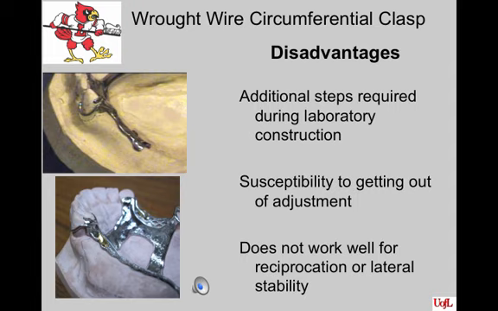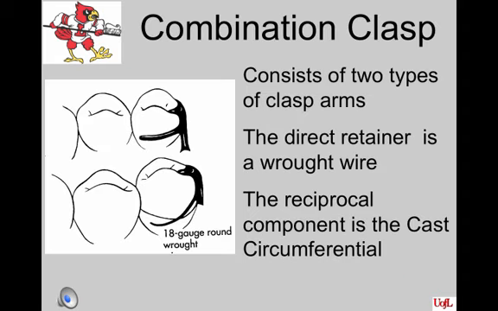It does not work well for reciprocation and does not afford good stability. That is why the cast clasp or plating is used for reciprocation in conjunction with it as the direct retainer. This, in a nutshell, is the description of the combination clasp. Here is pictured the combination clasp. It consists of two types of clasping mechanisms: the cast circumferential clasp for reciprocation and the wrought wire clasp for the direct retainer or retention.